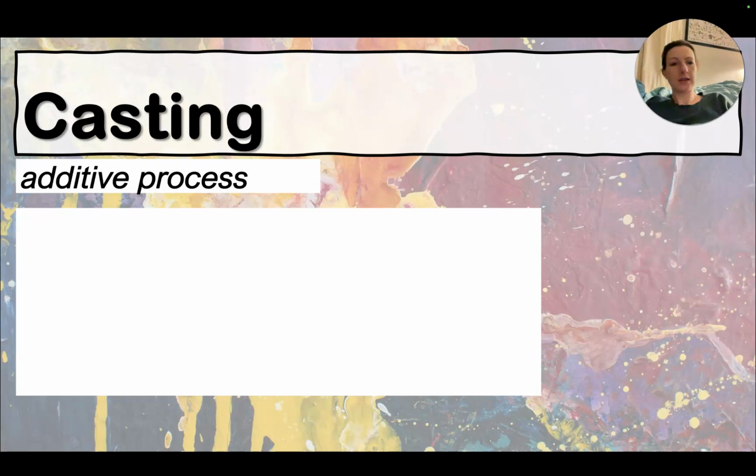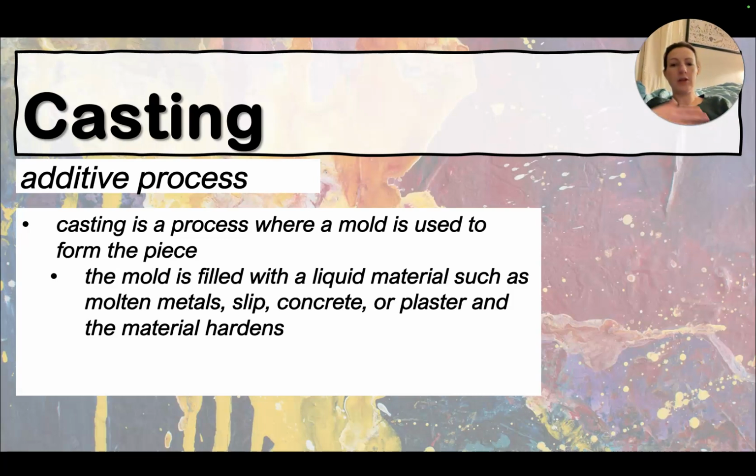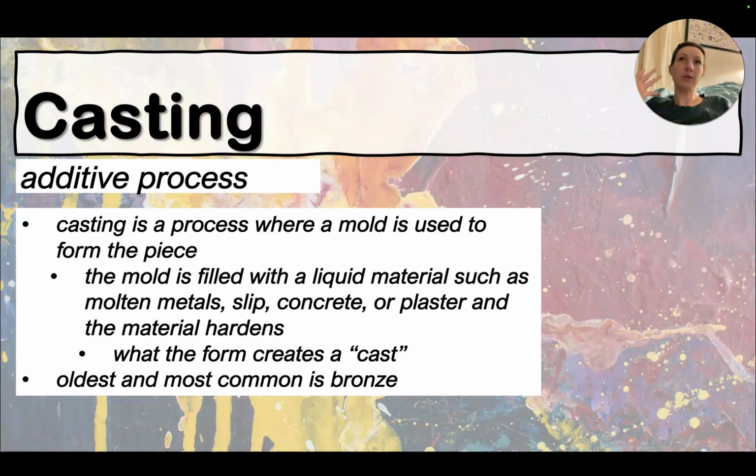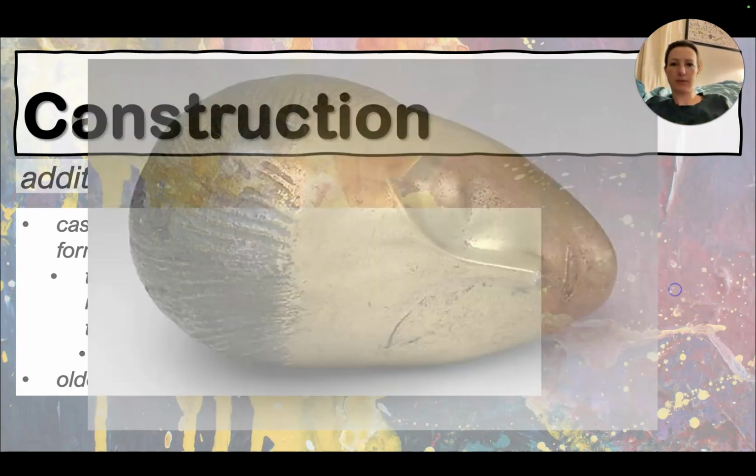Then casting. Casting is also an additive process. You're using a type of mold, and then you're filling the mold with bronze or any kind of metal. You can do a slip mold, concrete, or plaster, and then the material will harden in the mold, and you will have what is called your cast. The oldest and most common thing to cast is bronze. Here's an example of a cast bronze sculpture. He created a mold, and then bronze was poured in the mold, and this is what is left. So it's a multi-step process.